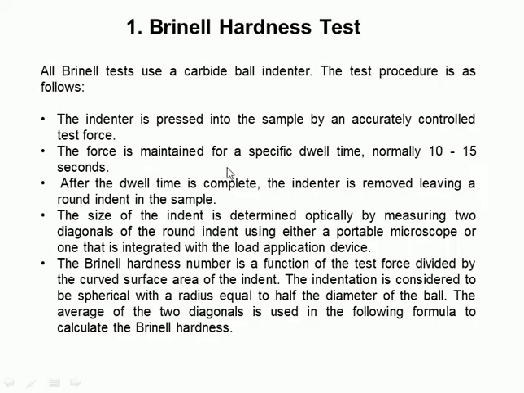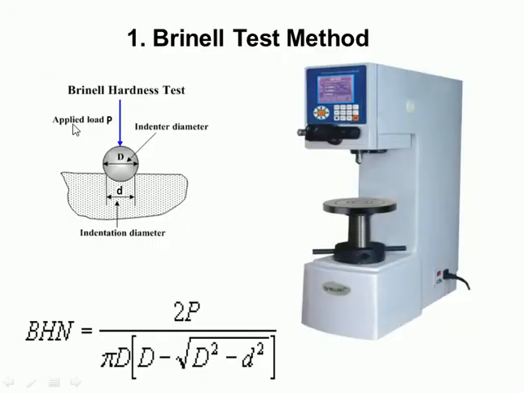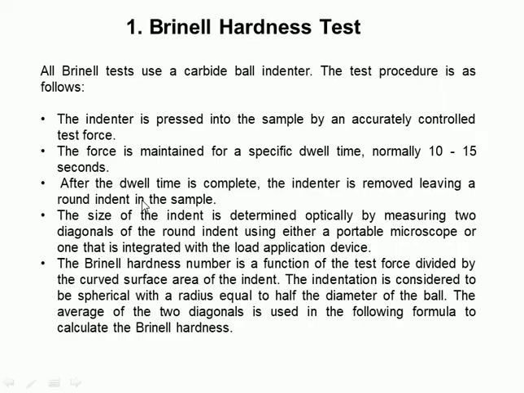The force is maintained for a specific dwell time, that is normally 10 to 15 seconds. When this load is applied on the indenter for a specific dwell time of 10 to 15 seconds, and after the dwell time is complete, the indenter is removed, leaving a round indent in the sample. The size of the indent is determined optically by measuring two diagonals of the round indent using either a portable microscope or one that is integrated with the load application device.